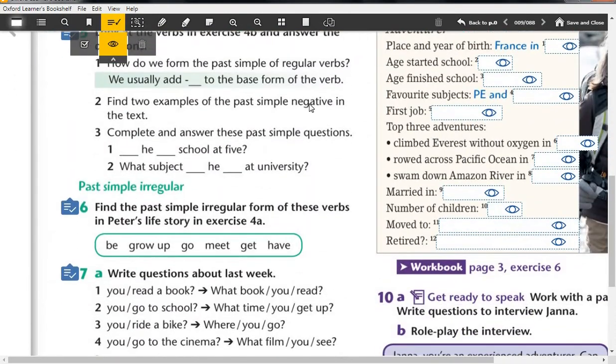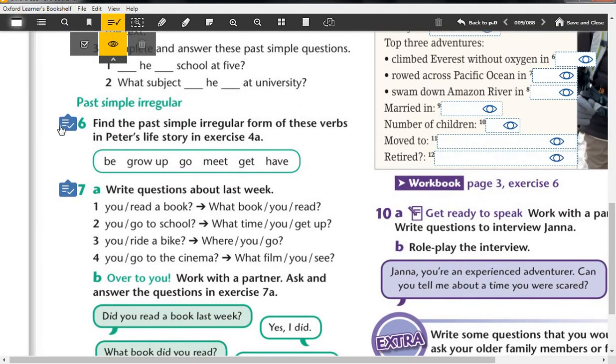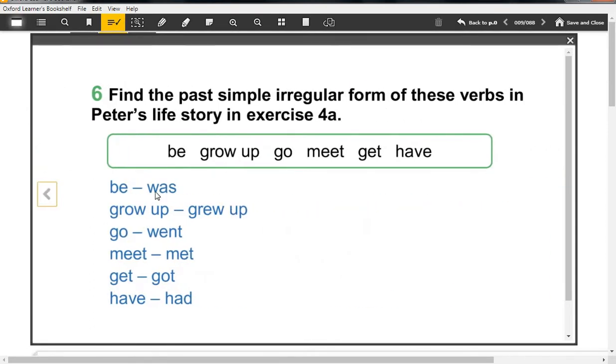Okay, now past simple irregular. Find the past simple irregular form of these verbs in Peter's life story in exercise 4a. Let's see the answers. Be, was, grow up, grew up, go, went, meet, met, get, got, have, had. These are the answers of the past form of these verbs.